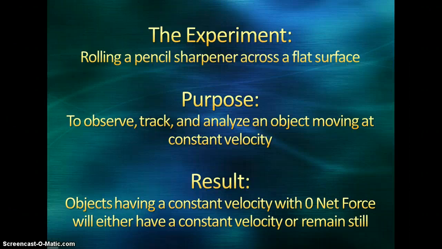This experiment effectively portrayed the purpose of this lab, which was to observe, track, and analyze any object moving at a constant, steady velocity. The results that I garnered were that an object with a constant velocity with a net force of 0 will remain stationary or move with a constant velocity, which means that my sharpener was moving at a constant speed and in a constant direction. This is because velocity is a vector quantity with both magnitude and direction.